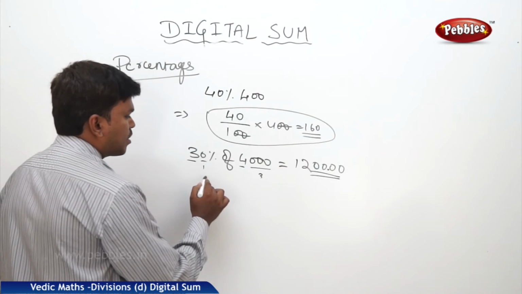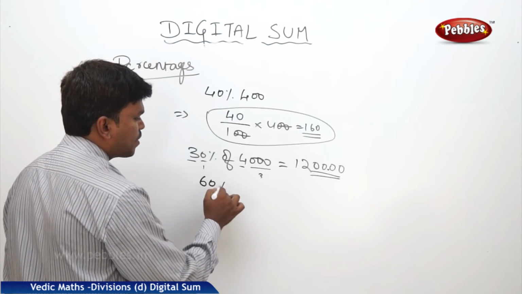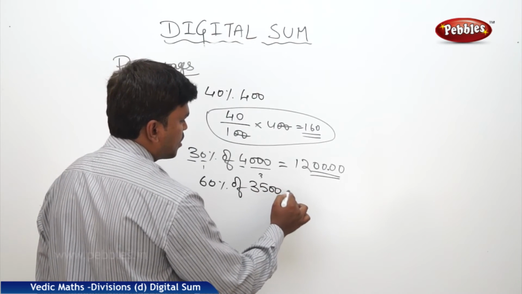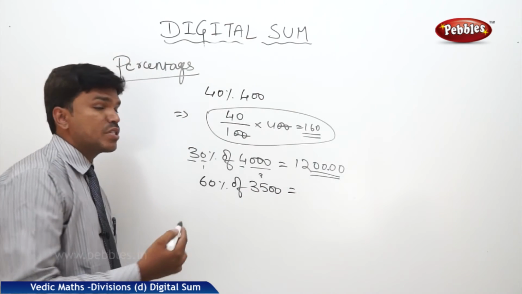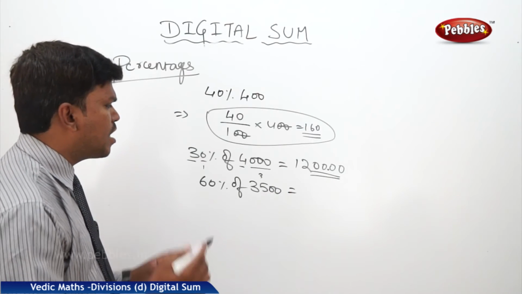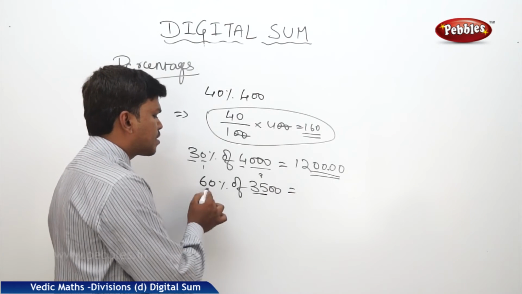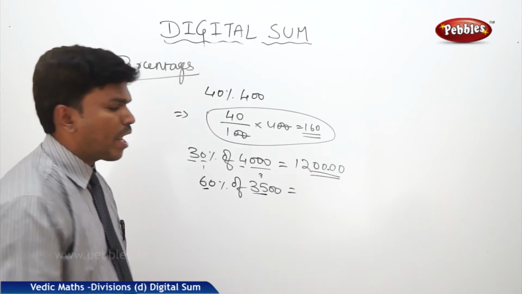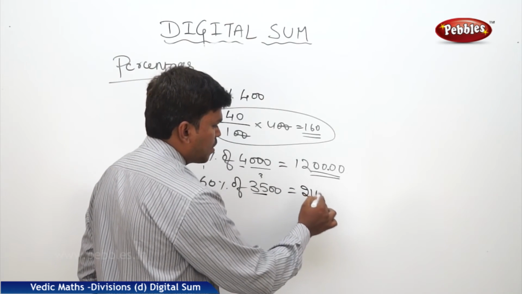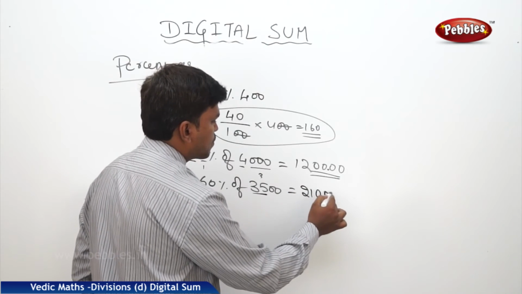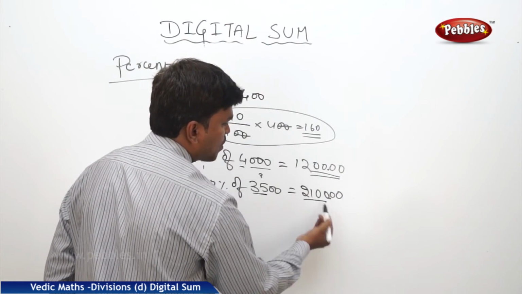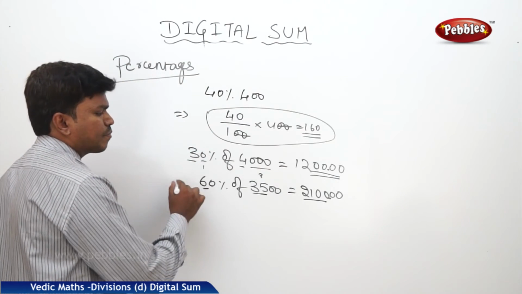Similarly, say 60% of 3,500 I need. How will you calculate? You simply do one thing. 35 6 times. How much is 35 6 times? 180 plus 30, 210. How many zeros? 3 zeros. So put a decimal point after 2 digits from right. That is 2,100 will be my answer.